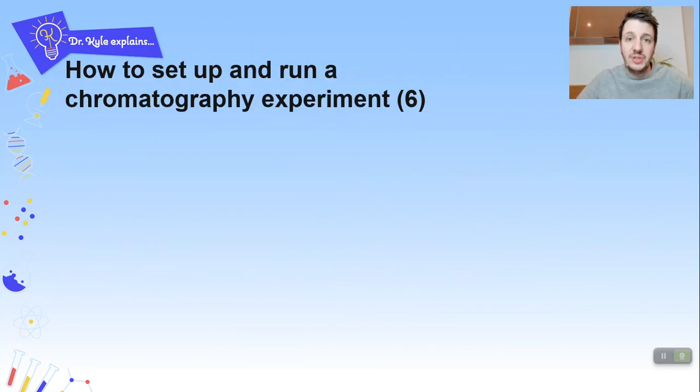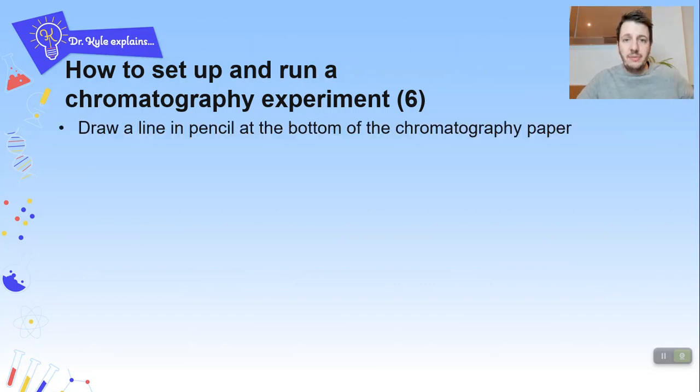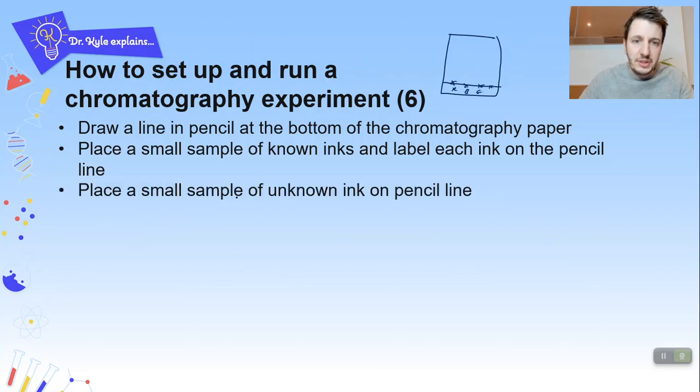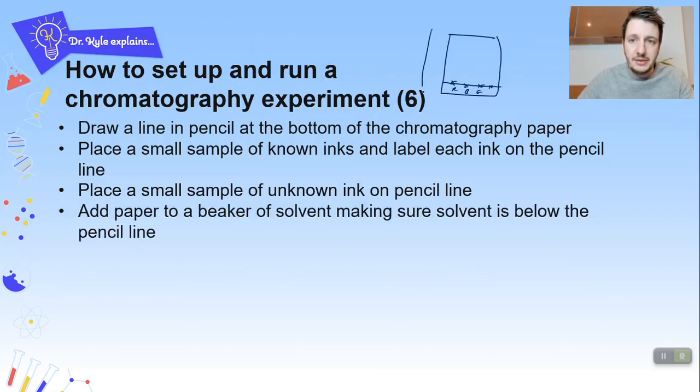Okay, so how to set up and run a chromatography experiment. So first of all, you draw a line in pencil at the bottom of the chromatography paper. So you get your paper like so, like this, nice and easy in my crude drawing, and you draw a line at the bottom. Place a small sample of known ink, so that's doing that along there, and each ink on the pencil line, so you'd label them, so that would be like red, blue, green, and then your unknown one. Place a small sample of unknown ink on the pencil line, add the beaker, and then you would add your solvent, making sure the solvent is below that pencil line.